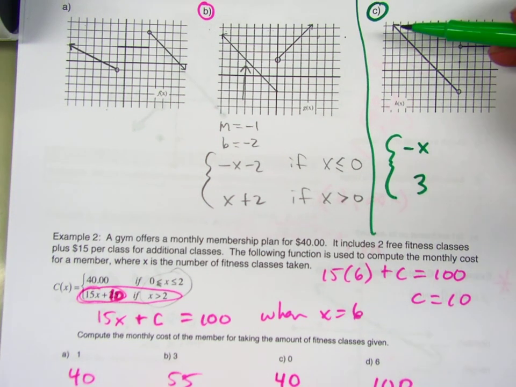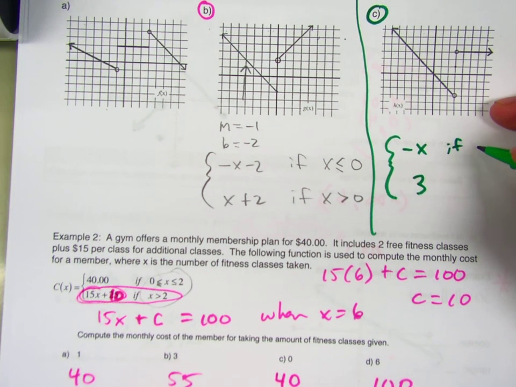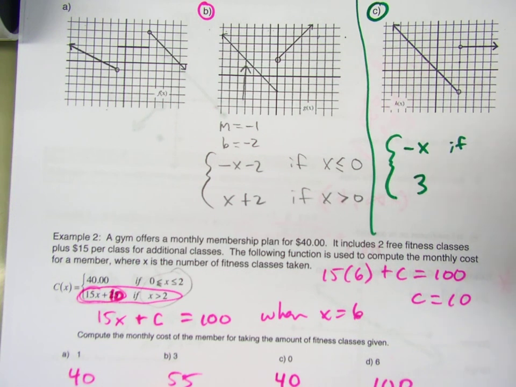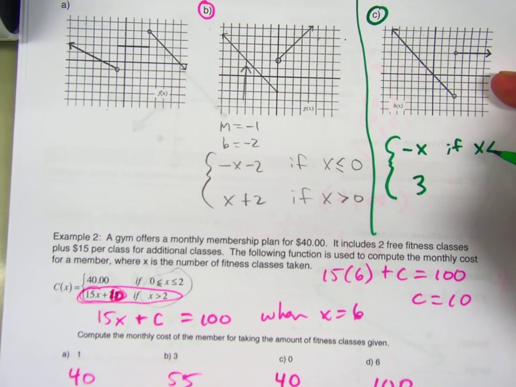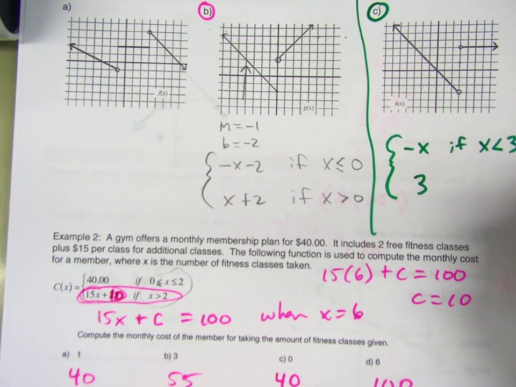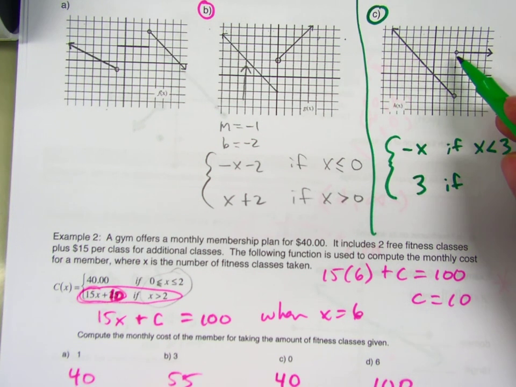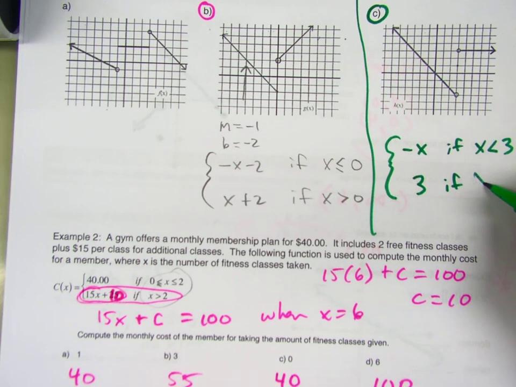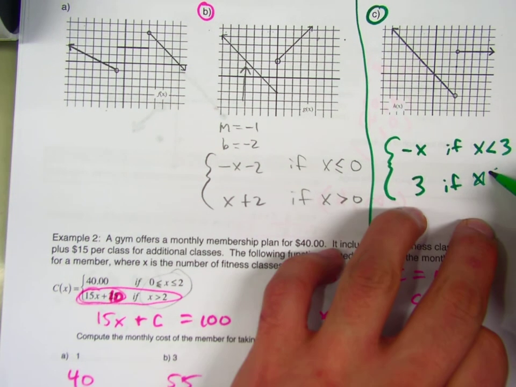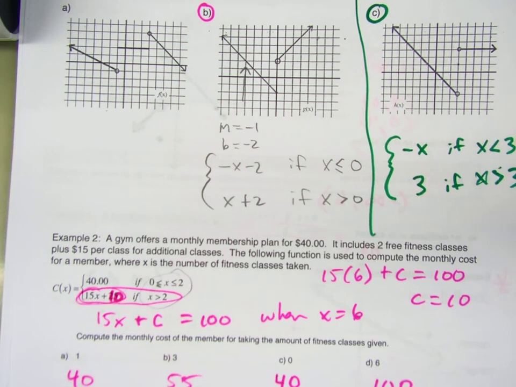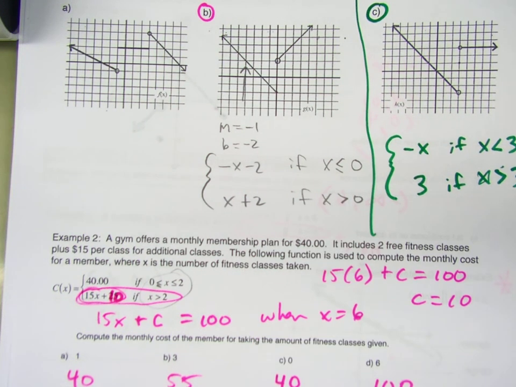Now, what x values are we talking about for this line over here on the left? Greater than 3. Greater than 3 would be to the right of 3. Oh, it's less than. Less than 3. Very good. And now what about this one? X is also, well, not also, but it is greater than 3. I read it wrong.